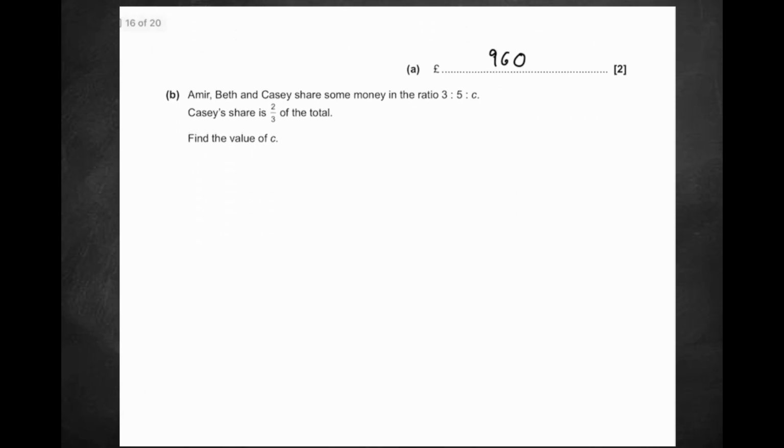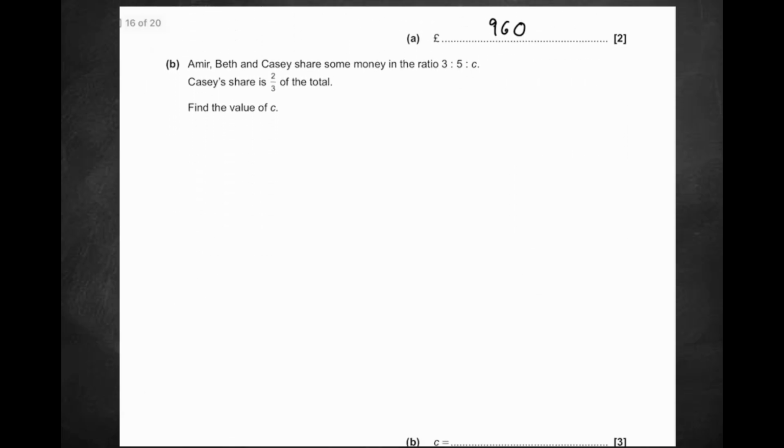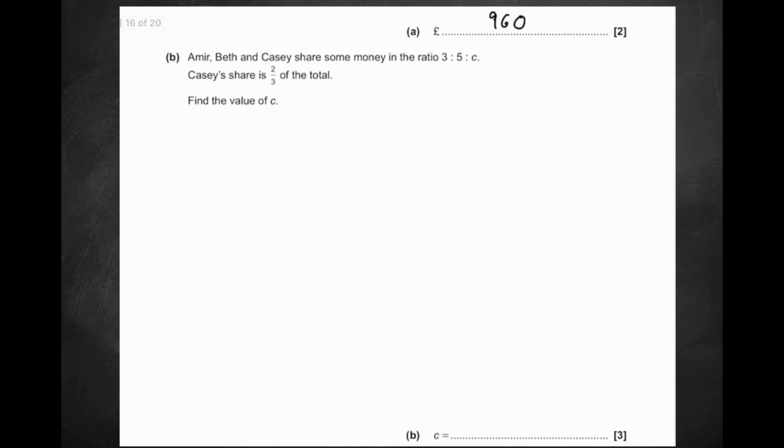Part B. Amir, Beth, and Casey share some money in the ratio 3-5-C. Casey's share is 2/3 of the total. Find the value of C. So, similarly to what I just said, we'll add up these 3 to become the denominator of the fraction. So it's going to be 3 plus 5 is 8. So 8 plus C is the denominator.